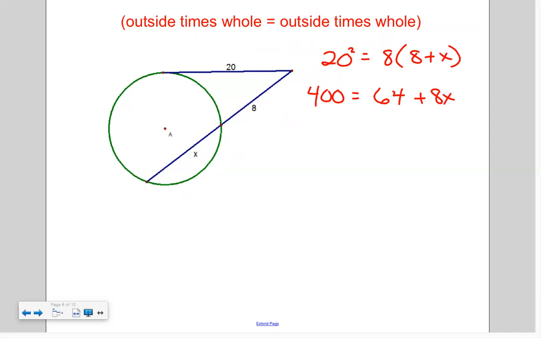If I subtract 64 from both sides, I get 336 equals 8x. I think when I divide it by 8, I get 42. So I know 320 divided by 8 is 40. And there's 16 more, so 2 more. 42. That equals 42.